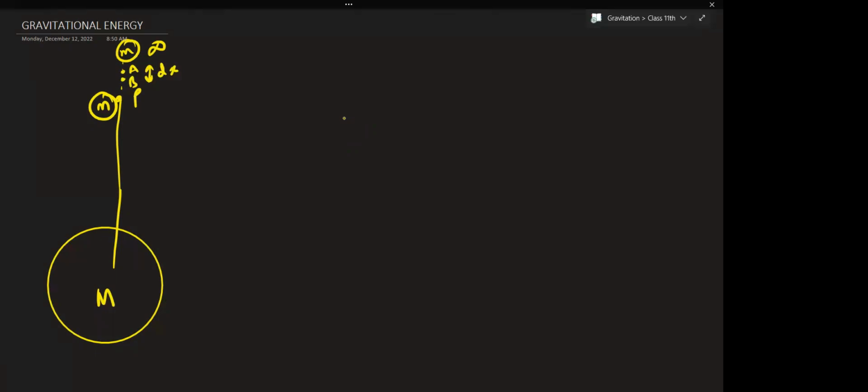So work done in carrying the mass m from infinity to point P. I am bringing the mass m from infinity to this point P. All right, this is actually equal to potential energy at P. Work done in carrying from infinity to P is equal to potential energy at P. This is the basic crux of the derivation.